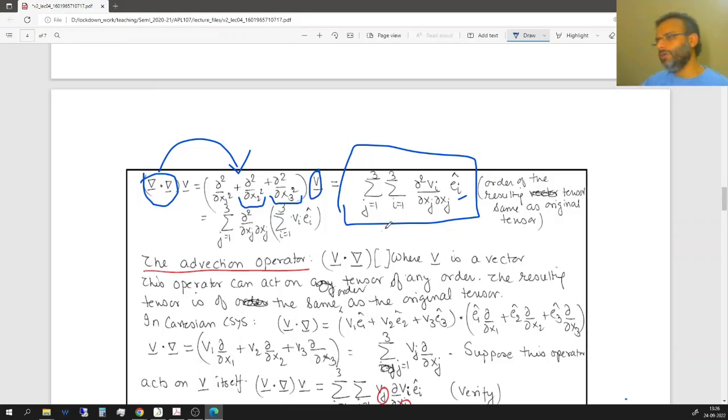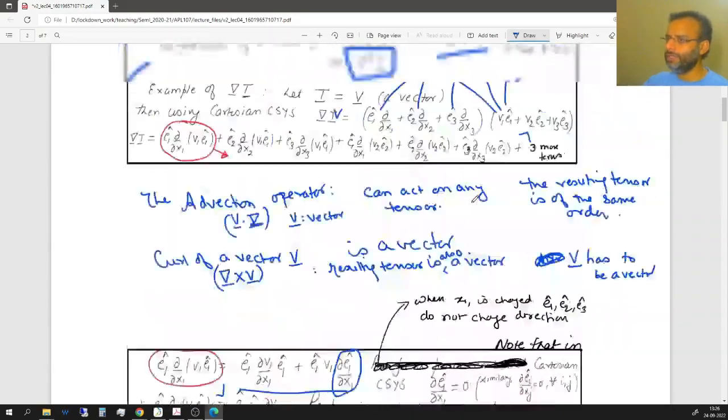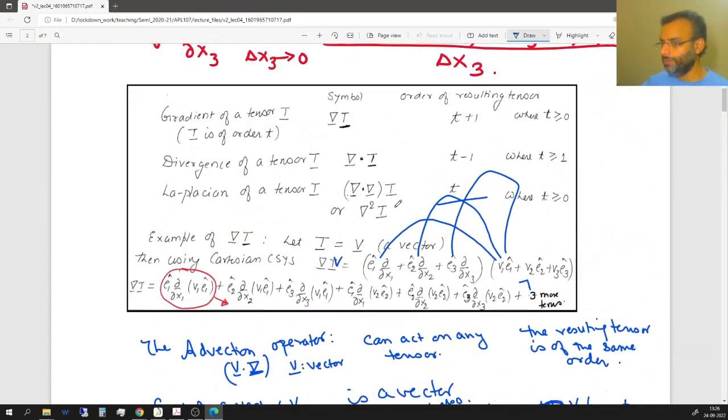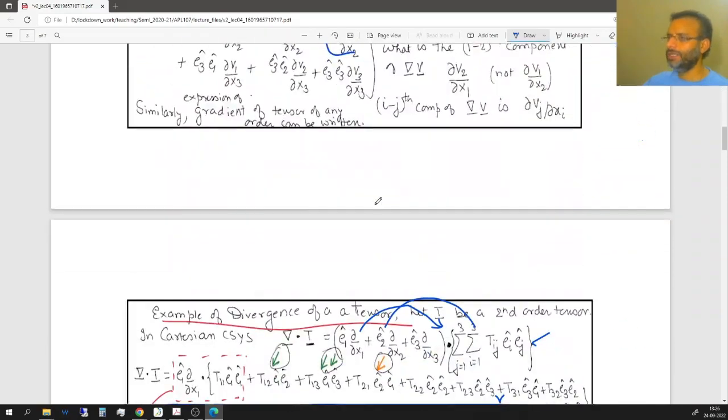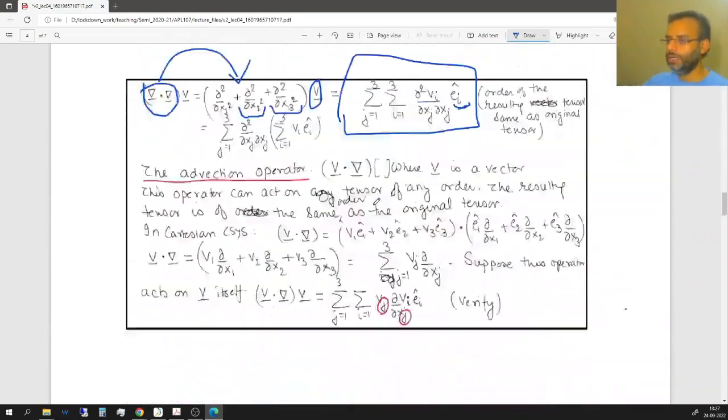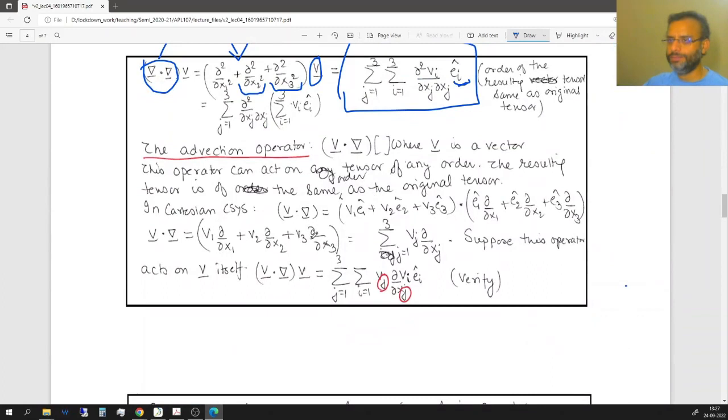What is the order of the resulting tensor when you take the Laplacian of a vector? It's turning out to be a vector. And that is again in line with what I had on my first slide. When you take the Laplacian of a tensor, the order does not change. The resulting tensor has the same order as the original tensor had.